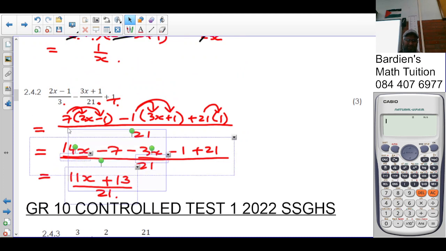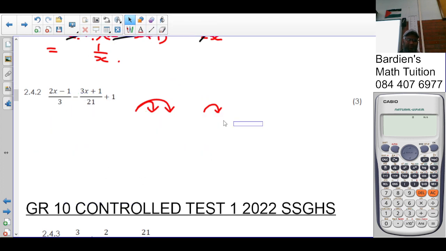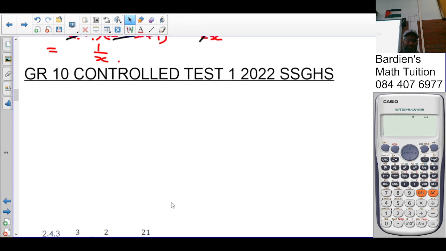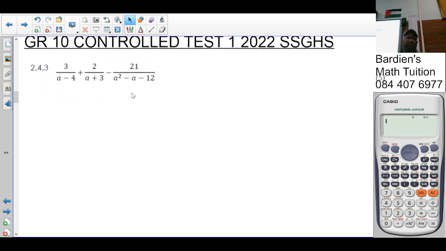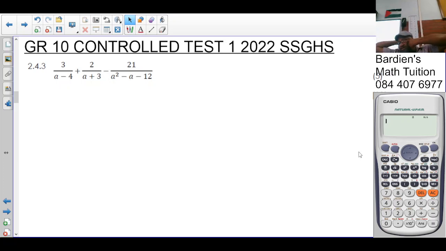Okay. So yesterday we got up until question 2.4.2. So now we're looking at 2.4.3. Please stop me if you're not sure what's happening or you don't understand, okay?